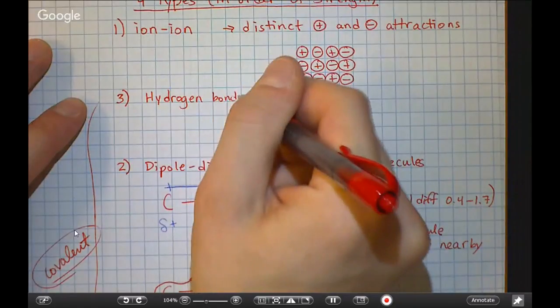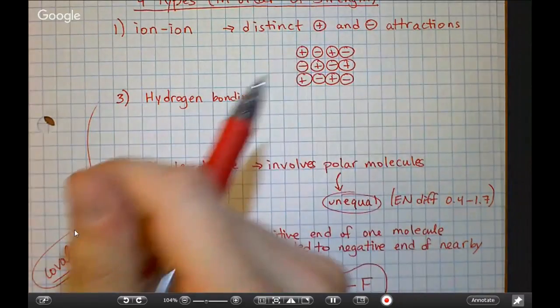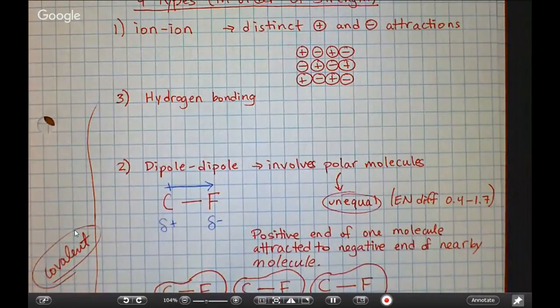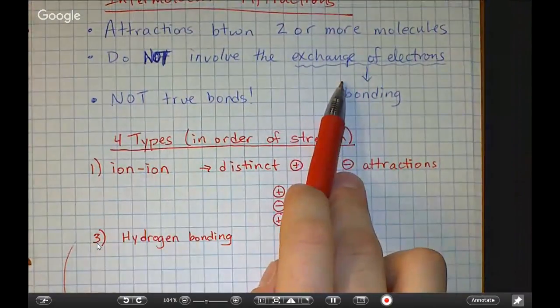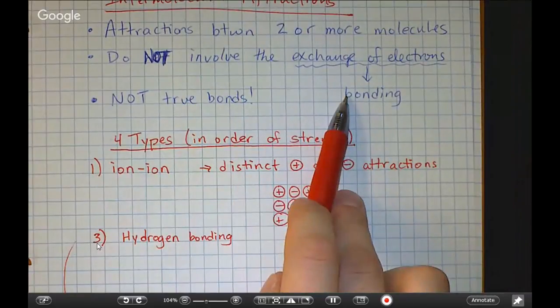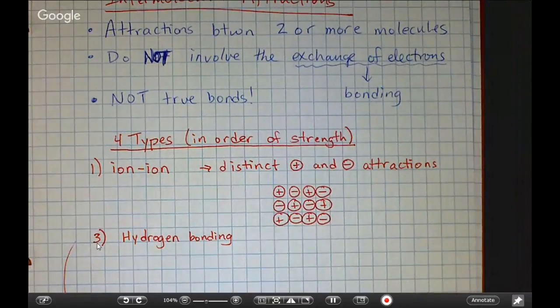How many of you have heard of hydrogen bonding? A few of you. What do you know about hydrogen bonding? Won't they bond with themselves? If it's hydrogen bonding? Not quite. So keep in mind, we said intermolecular attractions, there's no exchange of electrons, which means there are no bonds taking place, even though we have bonding in the name of this one. Crazy, okay? But that's what it's called.